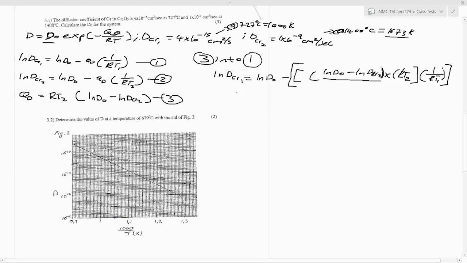And if you resolve this, these two will cancel out. The R values will cancel each other out. And when you put in the temperatures, you'd have ln DCR1. I'm putting the temperatures first so that it doesn't create any confusion.